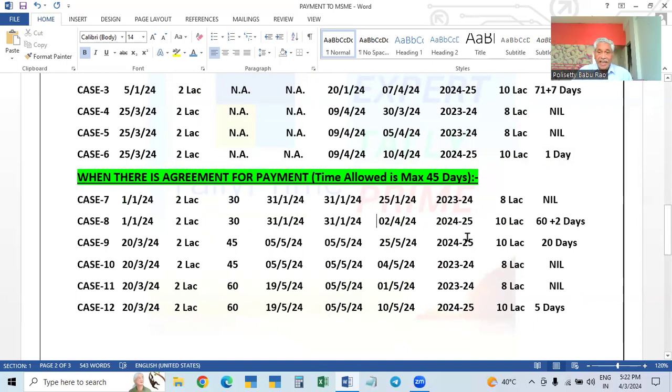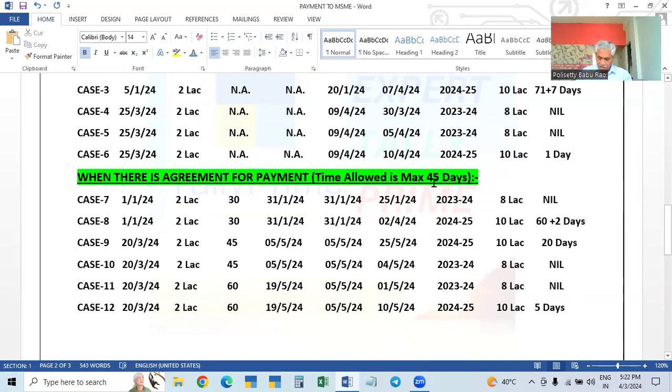In this year, tax is to be paid on 8 lakhs plus 2 lakhs, on 10 lakhs. Here the delay is from 31st January to 2nd April. So in the last year it is 60 days, and in this year, in April, 2 days. In total 62 days, the interest is to be paid.